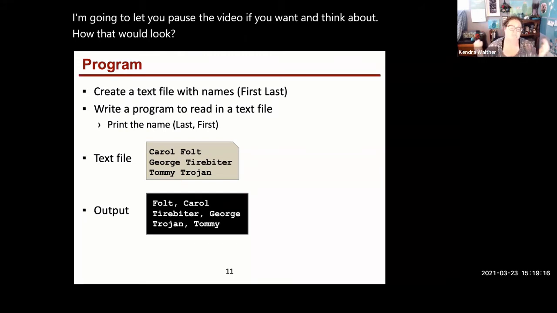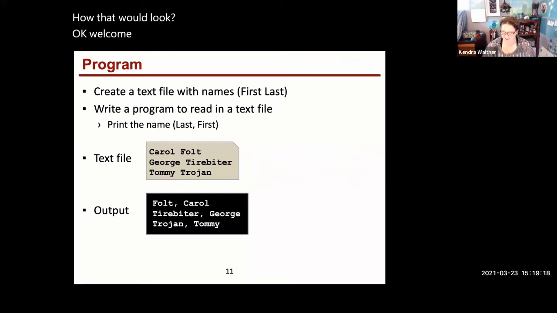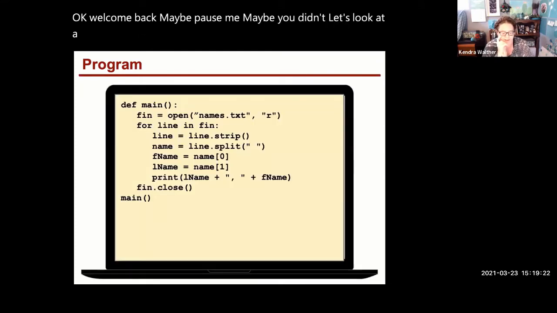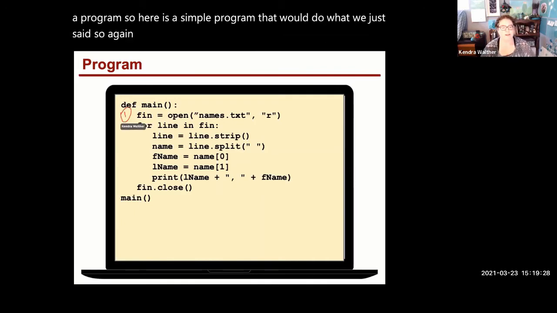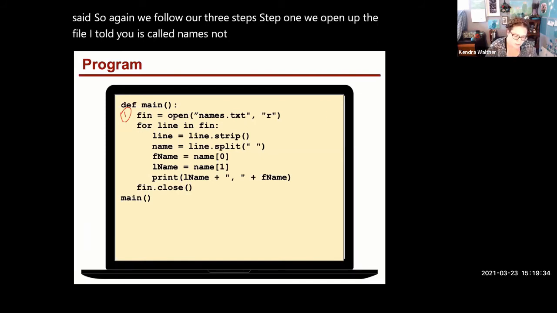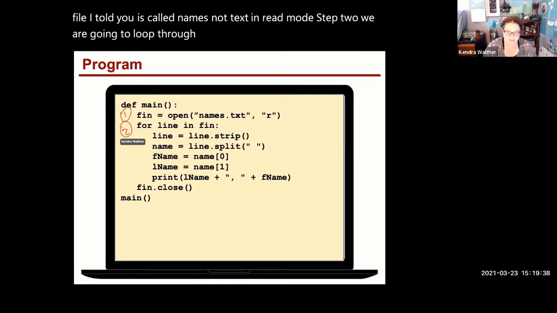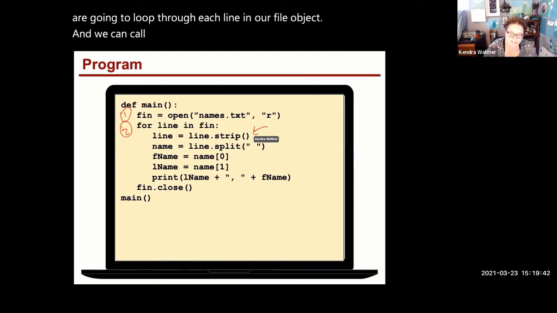Okay, welcome back. Maybe you paused me, maybe you didn't. Let's look at a program. Here is a simple program that would do what we just said. Again, we follow our 3 steps. Step 1, we open up the file. I told you it was called names.txt, in read mode. Step 2, we are going to loop through each line in our file object. And we can call strip to get rid of white space.